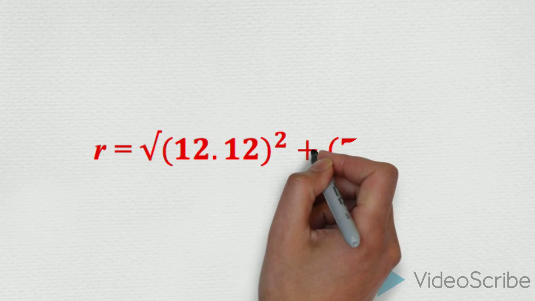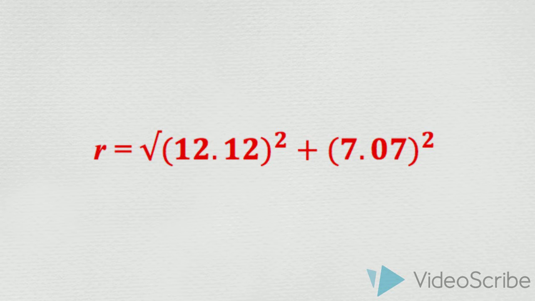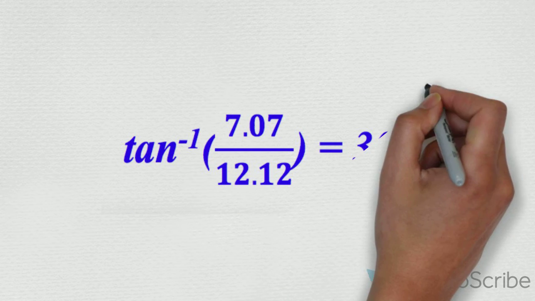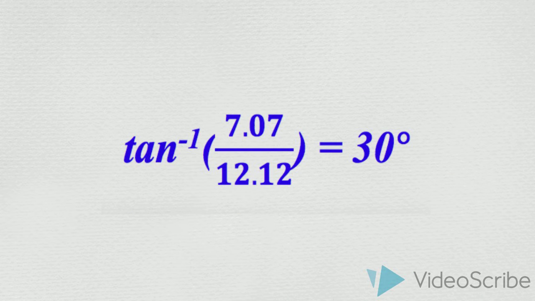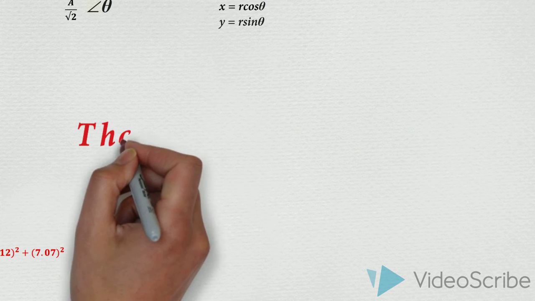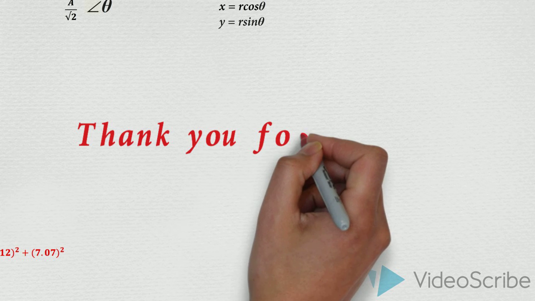In order to convert back to polar form, we use Pythagoras' theorem to obtain the magnitude. By square rooting 12.12 squared plus 7.07 squared, we obtain the magnitude of 14.14 once again, and in order to obtain the direction, we use simple trigonometry using the inverse tangent of the y value 7.07 over the x value 12.12. From this we obtain 30 degrees, and that is how you represent sine waves in polar and rectangular form.